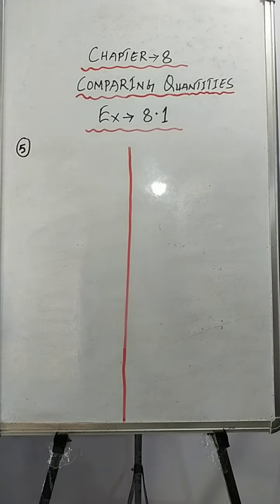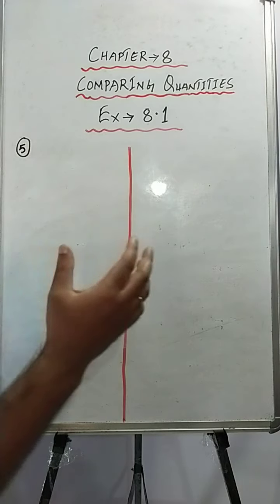Now in this session I will explain question number 5 and 6 of exercise 8.1, chapter Comparing Quantities. So let me read out question number 5 for all of you. If Chameli had rupees 600 left after spending 75% of her money, what you have to find out is, how much did she have in the beginning? We are not aware of the amount she had in the beginning.